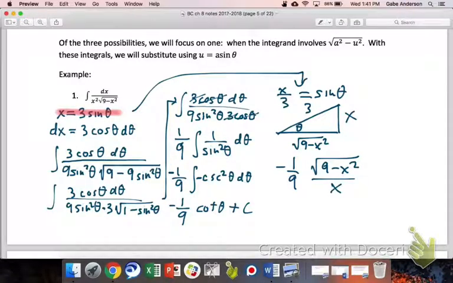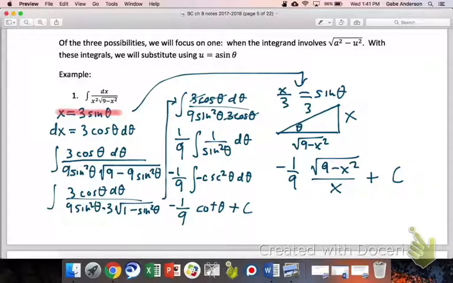Adjacent over opposite, plus c. Whew, a lot going on in there, right? That's like big boy and big girl math for you, for high school folks for sure. I mean, that's definitely a lot going on.